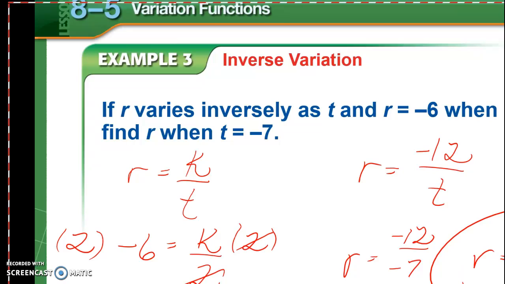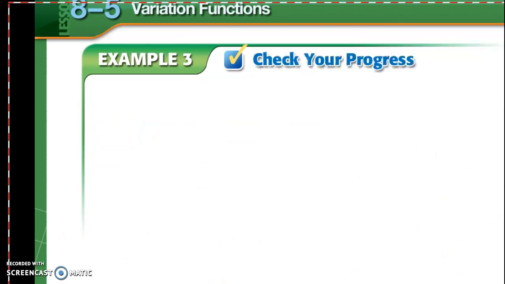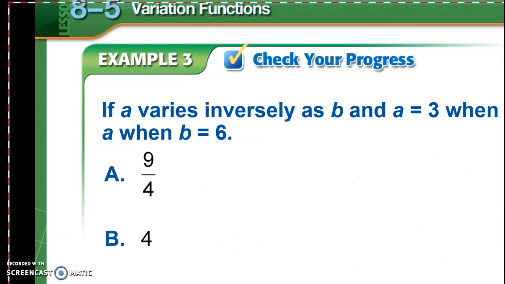So combined, we don't have an example of that, but combined uses both direct and inverse. If it said something was both directly and inversely affected, you would divide by the one that's inversely and multiply by the one that's direct. Right, thank you.